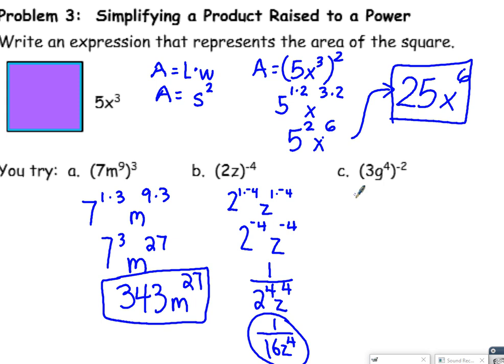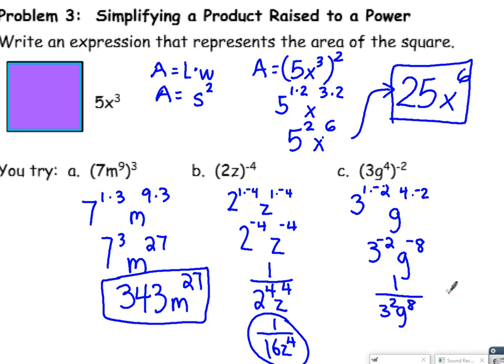Letter C, 3 to the 1 times negative 2, g to the 4 times negative 2. 3 to the negative 2, g to the negative 8. Both are negative and must move to the denominator. 3 squared, g to the 8th. 3 squared is 9, so 1 over 9g to the 8th power.